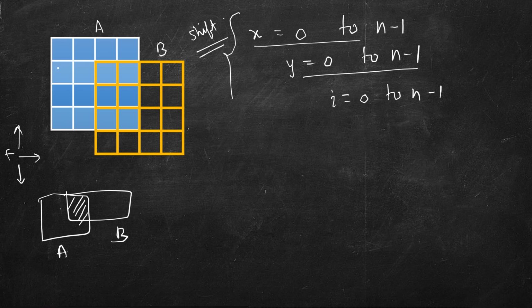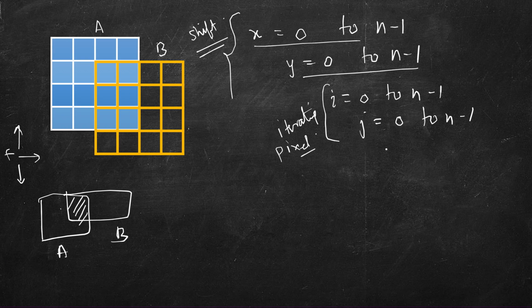This is all the rows of A. Then j equal to 0 to n minus 1. These are the columns. So here we are iterating through pixels of the image, binary image.